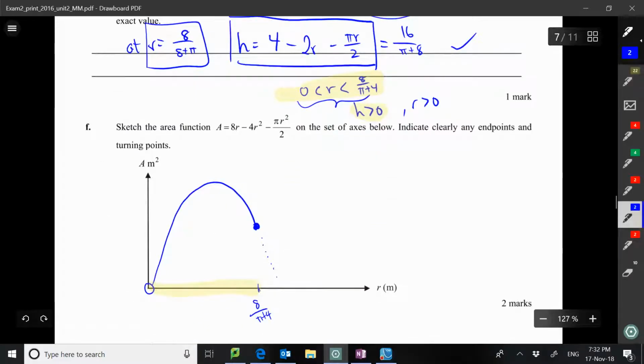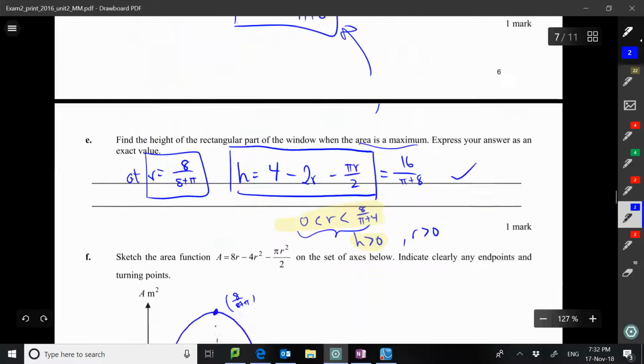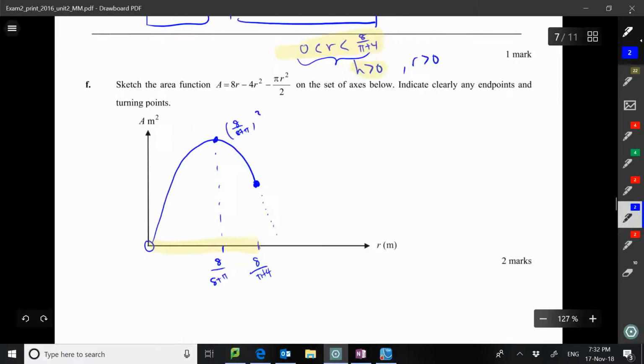Okay. Anyways, we worked out that when r is the maximum, that occurred when it was 8 over 8 plus pi. And the max area, which we figured out before, was 32 pi plus 8. Okay. I know this is when it's 0, 0, but you can't have area being 0 and radius being 0, so it's an open circle.